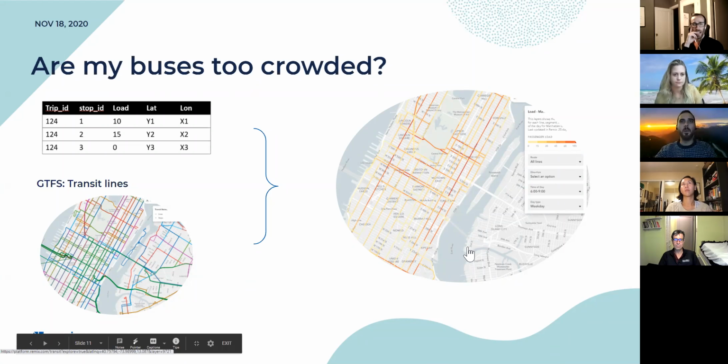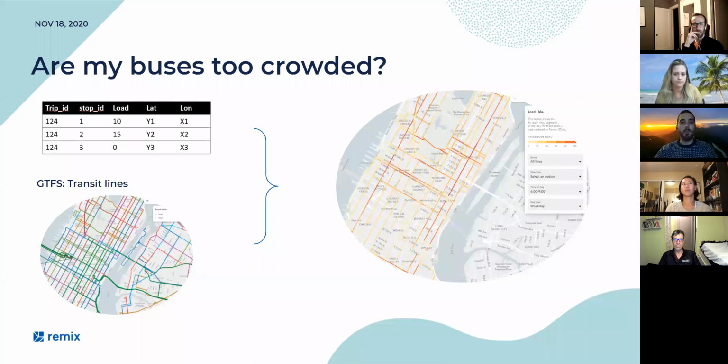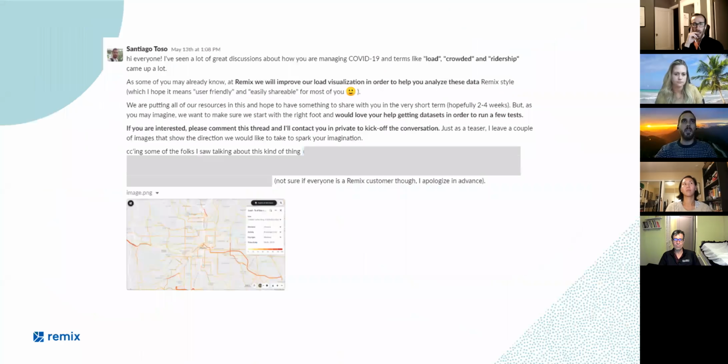Okay, no problem. Okay, so, well, we identified this. We had been hearing about load and crowding and ridership for a while in our community that is called Transport Talk. It's a Slack channel with a lot of transit planners from all over the US and Europe.